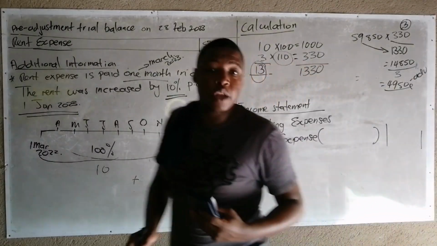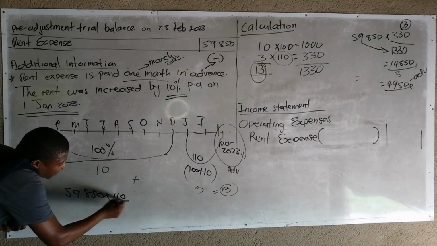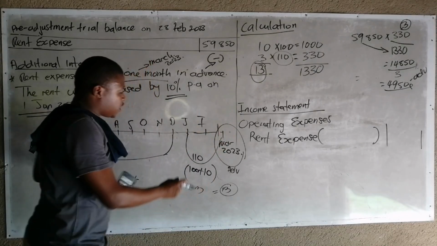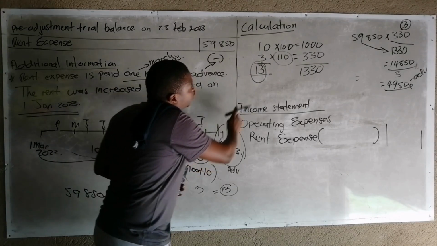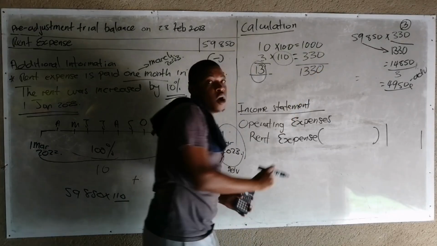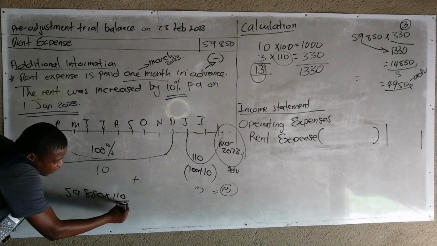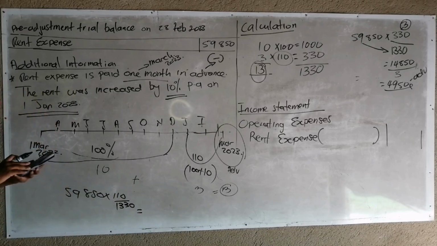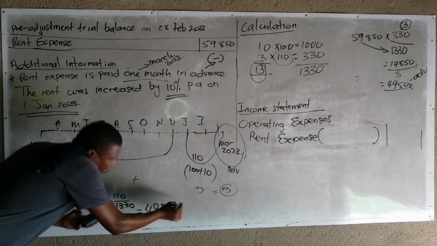Or in another way, what can you do? You can just say 59,850 multiplied by 110, which is only for just 1 month, because this 110 represents January, February, and March. That's why we took these 3 months and multiplied by 110 to give us 330 for the 3 months, guys. So you can just say 110, which is only for March, and then divide by 1,330. It will give you the amount for 1 month, which is 59,850 times 110 over 1,330. It will give you 4,950. This is the amount that is in advance.